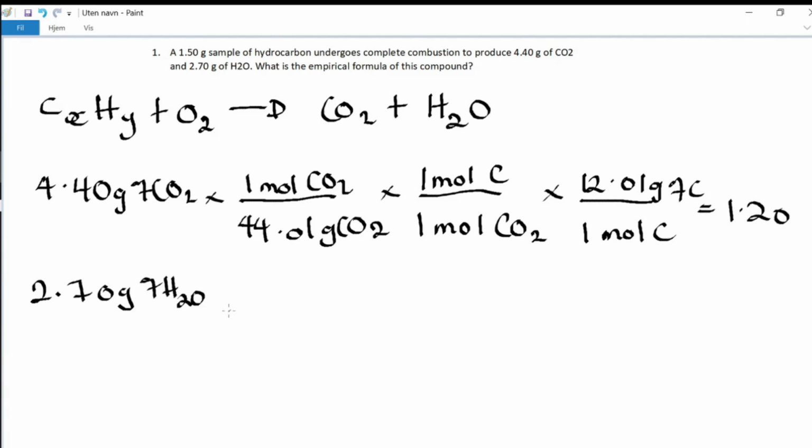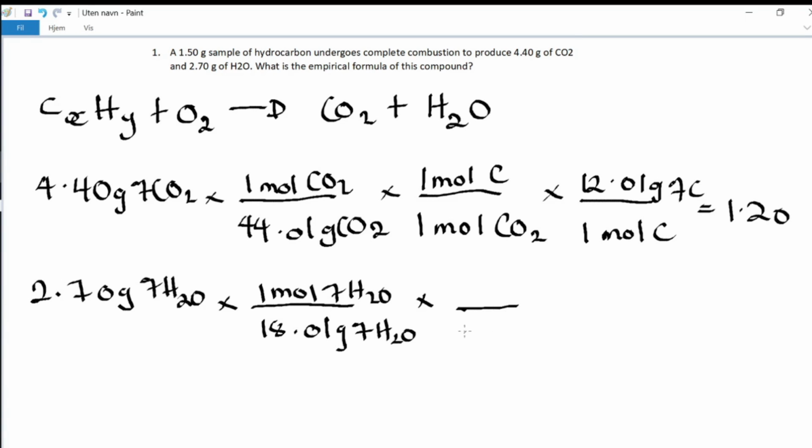H2O, times, in 1 mole of water we have 18.01 grams of water. So in 1 mole of water we have 2 moles of hydrogen.